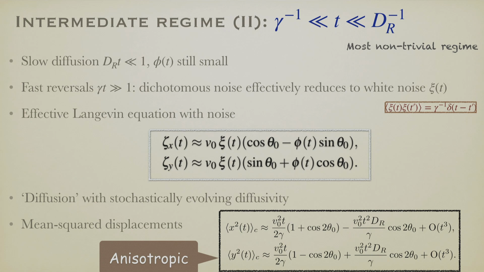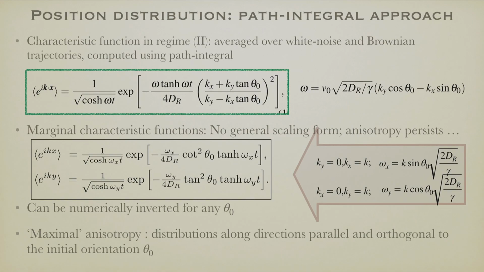Yeah, so first of all, to leading order it looks diffusive, but if cos 2 theta naught is equal to 1, then there is a direction where it's not diffusive anymore. And this is what we see. So we can actually calculate the characteristic function exactly, although it's hard to invert it and write the full distribution. But what we can do is look at the marginal distributions, and to see the maximal effect of anisotropy, we choose the directions which are parallel and orthogonal to the initial orientation.